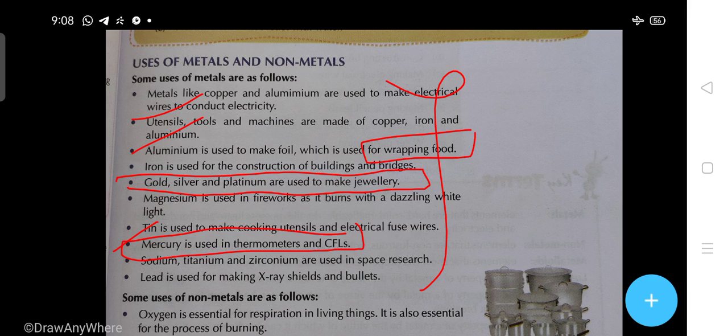Metals. So students, in the next class we will discuss some uses of non-metals.